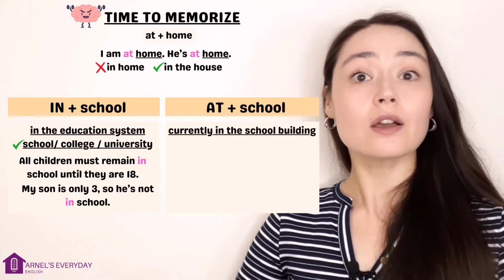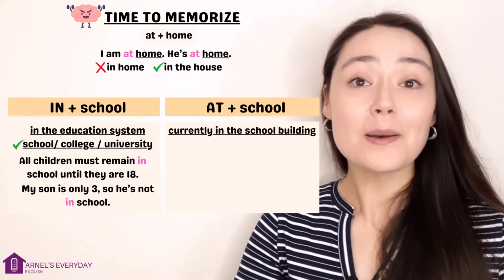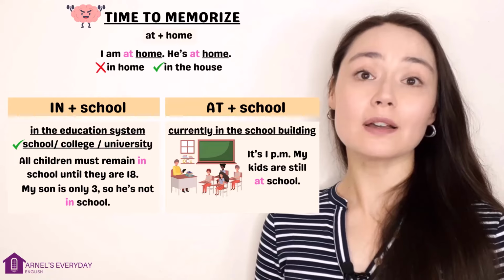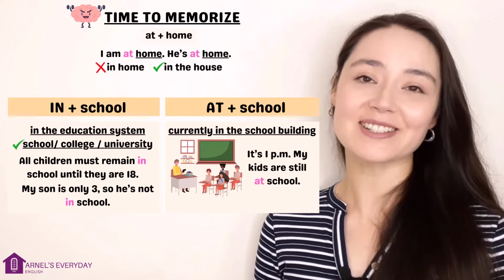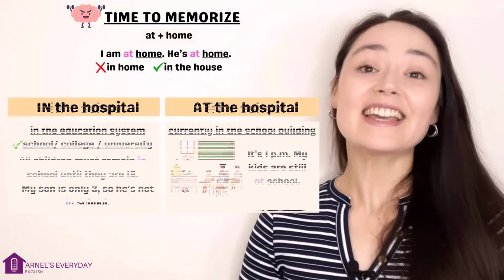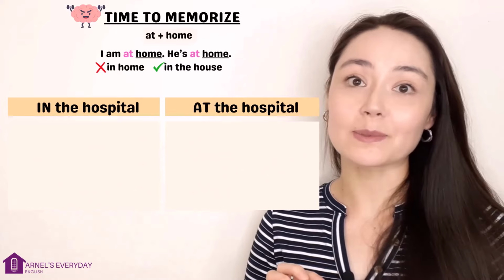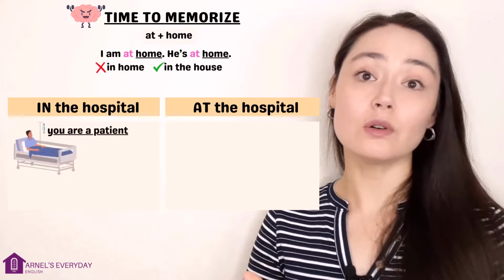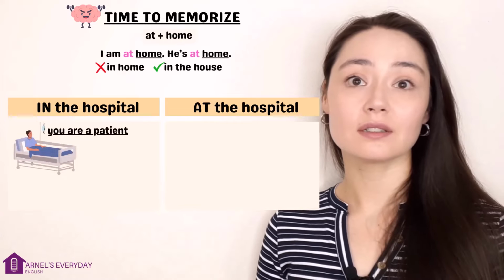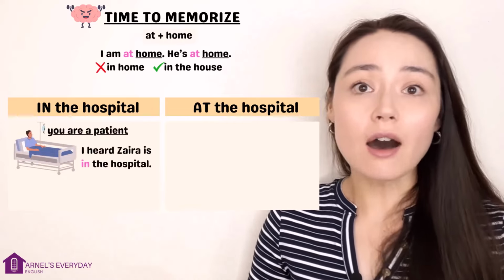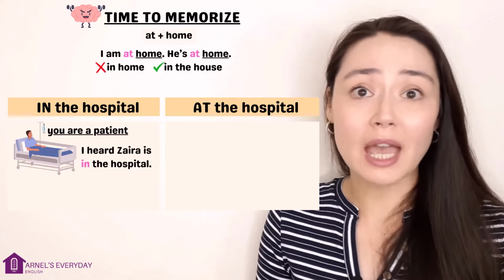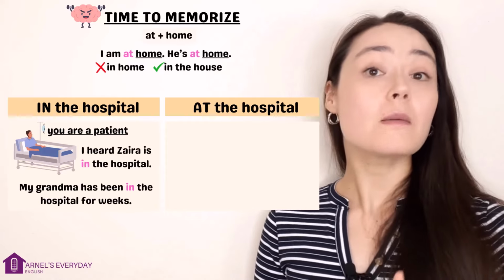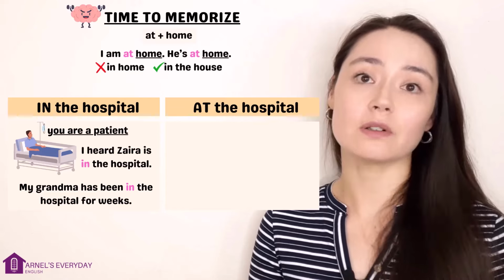At school means currently in the school building. It's 1 p.m. My kids are still at school. In the hospital, at the hospital. Usually there's a difference. In the hospital means you are a patient. Zara is in the hospital. I hope she's okay. My grandma has been in the hospital for weeks.